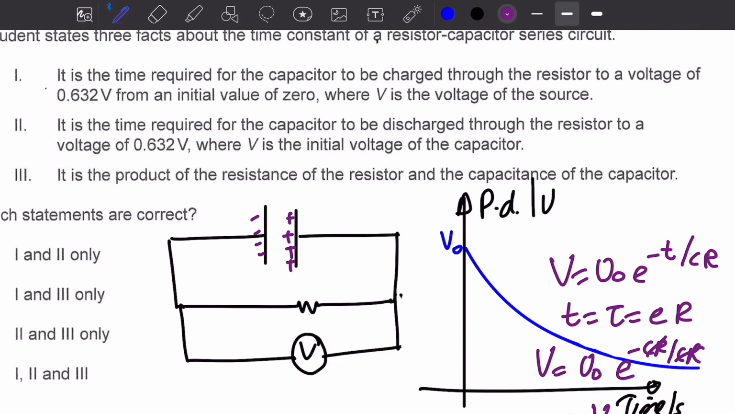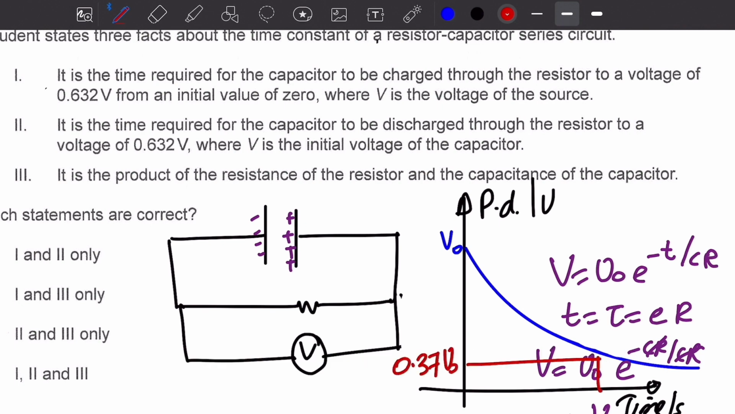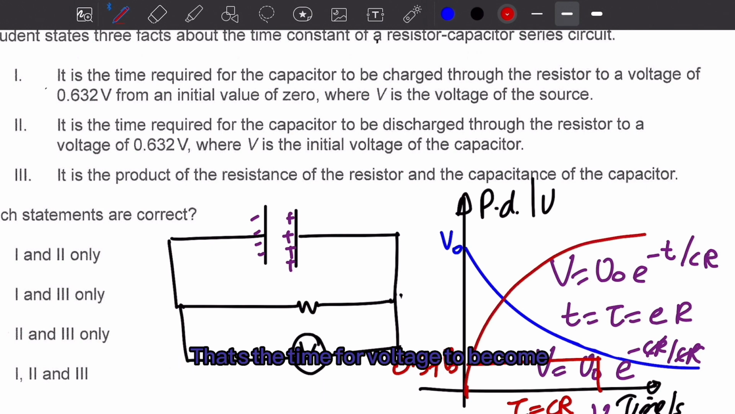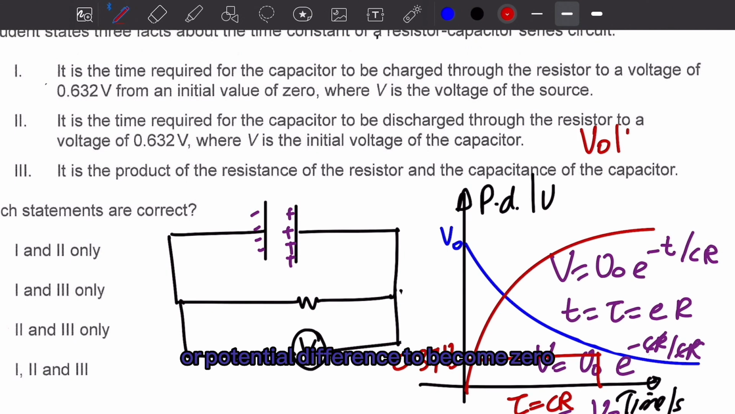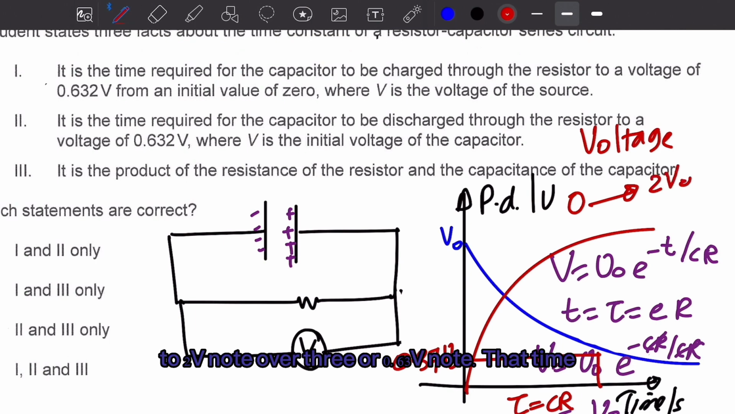It means in this graph, this voltage will become 0.37 V naught in one time constant. That is about discharging. In charging, the time for the voltage, or potential difference, to become 0 to 2 V naught over 3, or 0.63 V naught, is that time.